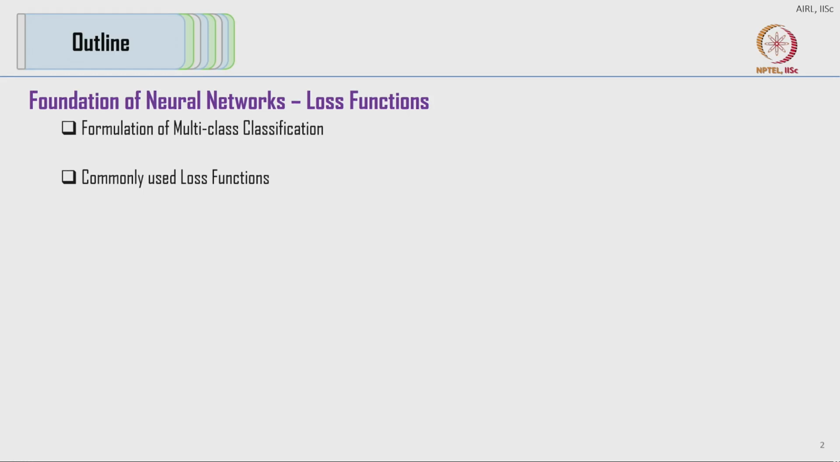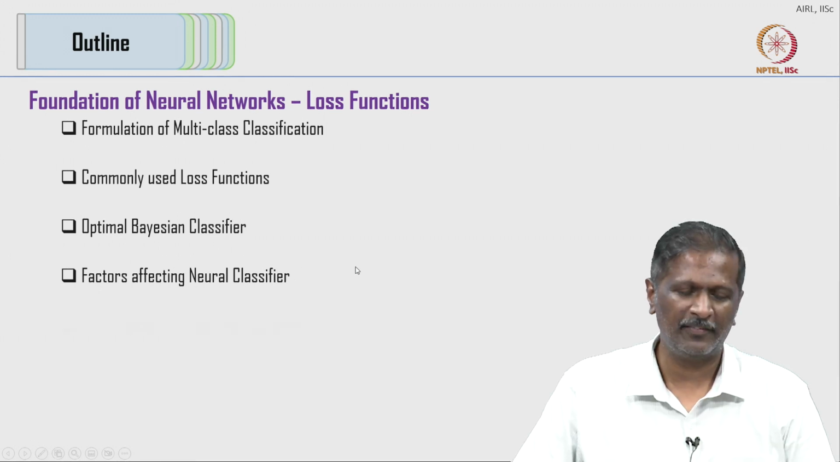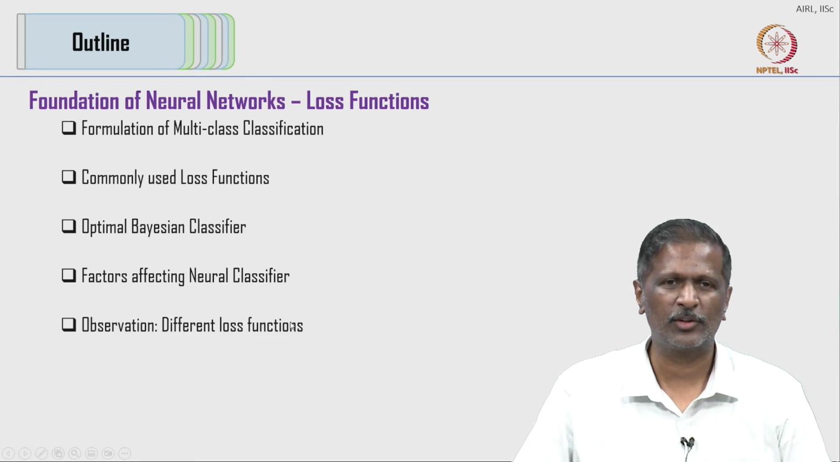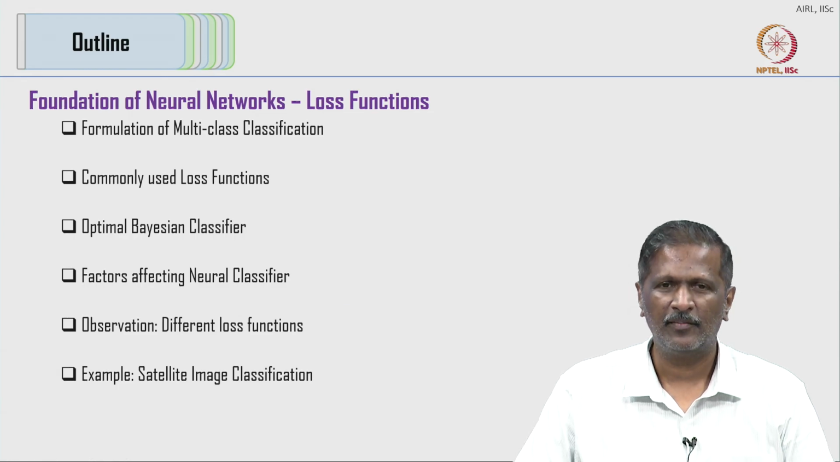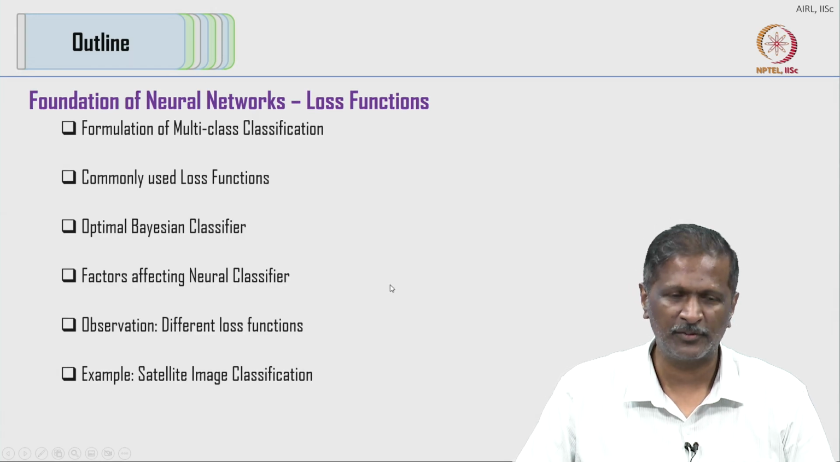What we will cover in this particular lecture is we talk about the multi-class classification problem, we formulate it, and then we talk about commonly used loss functions for classification problems, and then we quickly represent what the optimal Bayesian classifier means and what are the factors that affect neural classifiers. We discuss how these loss functions are going to affect predicting the class labels accurately. Finally, we take an example, satellite image classification. We understand the effects of loss functions with respect to this problem and we discuss further, right?